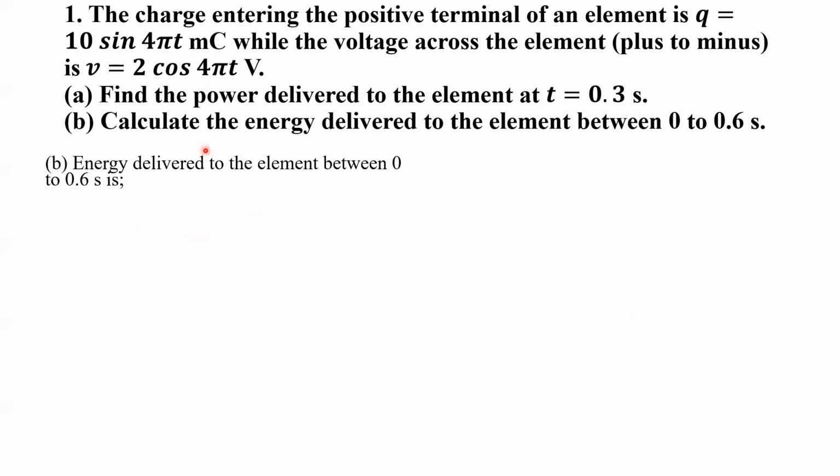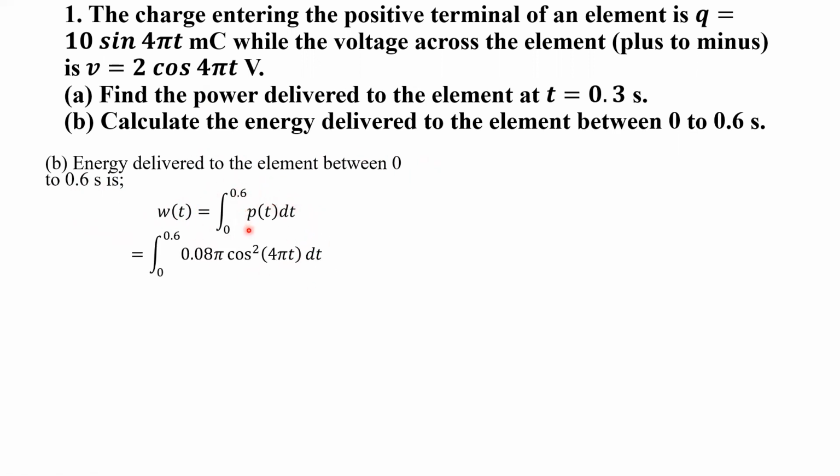Now let's solve part B. We have to compute the energy delivered to the element between 0 and 0.6 seconds. Energy delivered is given by the integration of power. When we integrate the power between 0 and 0.6, we get the energy. Let's denote energy by W, and if we integrate the expression for power from time 0 to 0.6, we'll get the energy.